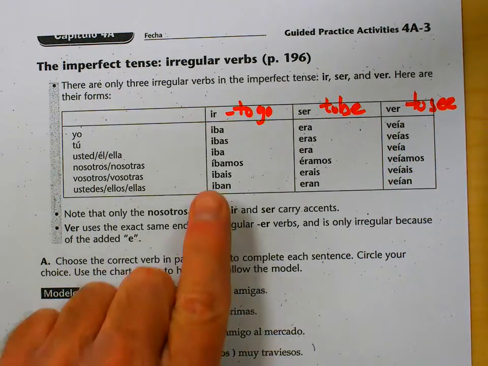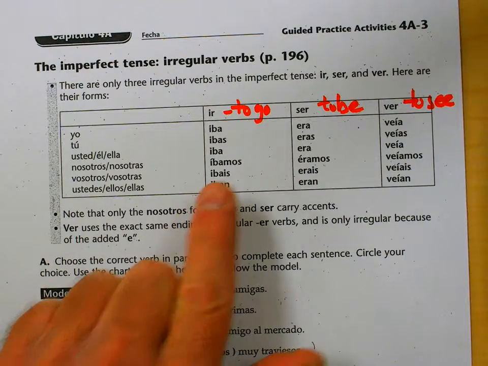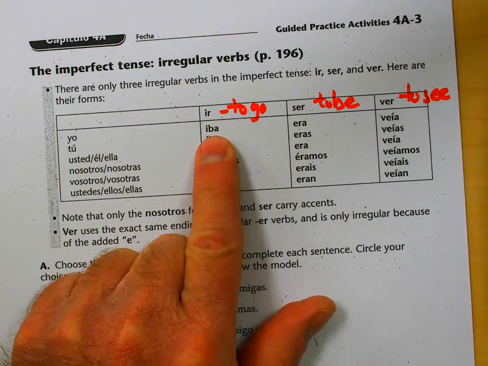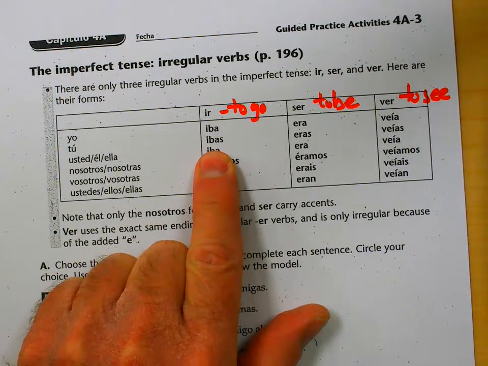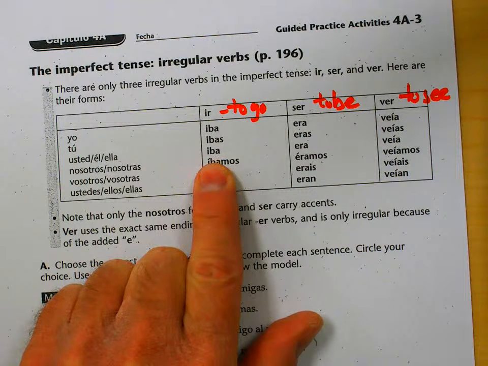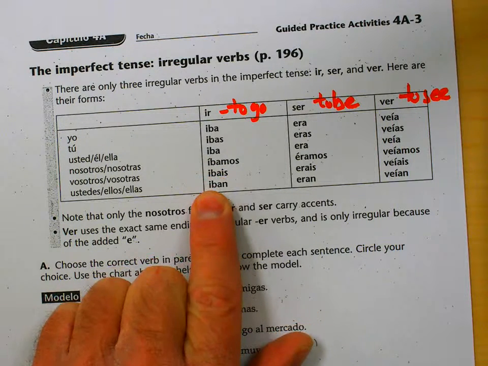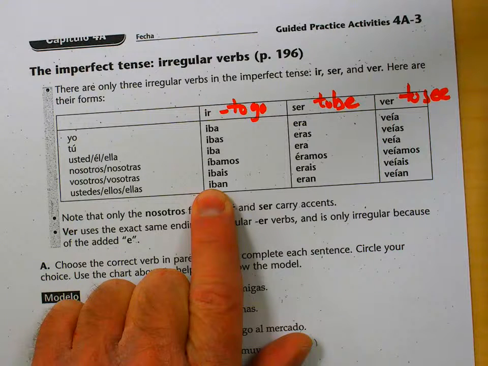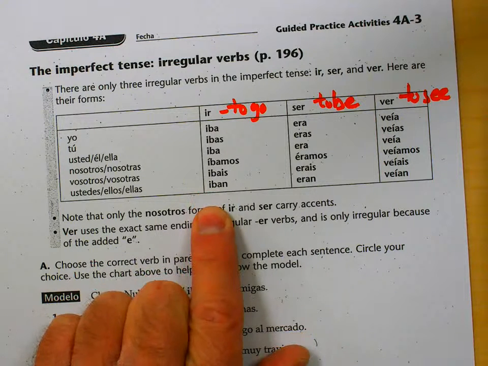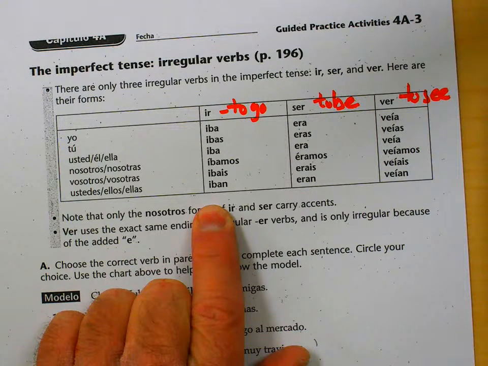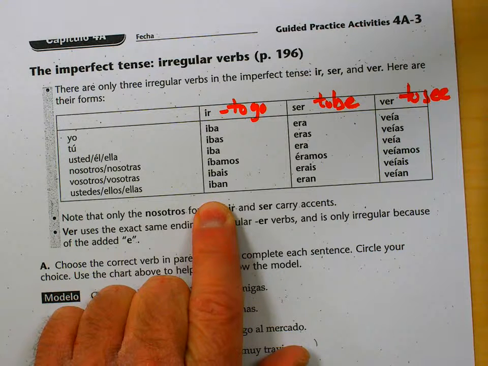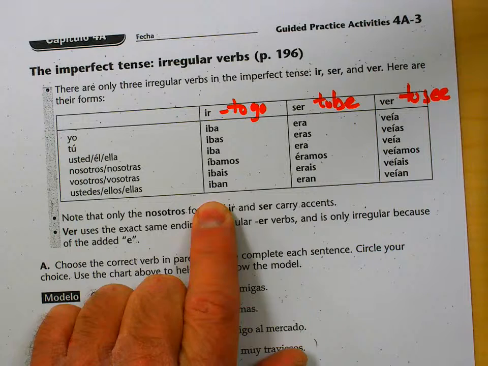And I always tell kids, ir is the iba family. So to say I used to go or I was going, iba. You used to go or you were going, ibas. He or she, iba. We used to go or we were going, íbamos. And you guys used to go or you guys were going, ibais. And the ellos, ellas, ustedes form is iban. So I always tell kids it's the iba family. Every single conjugation there has iba in it.